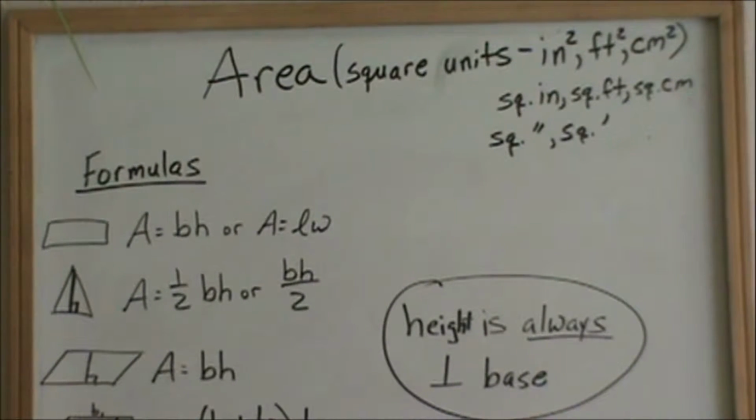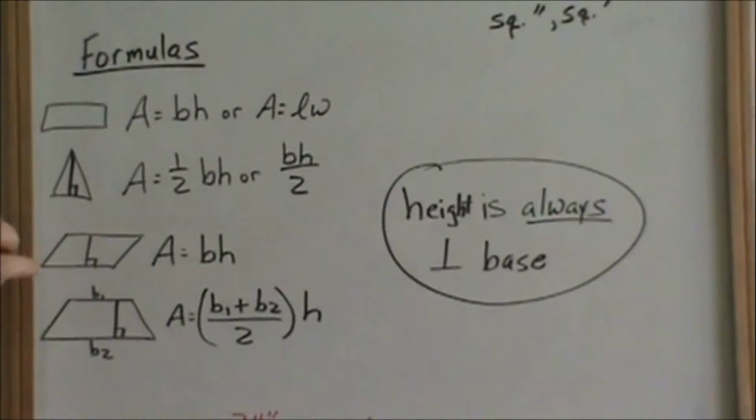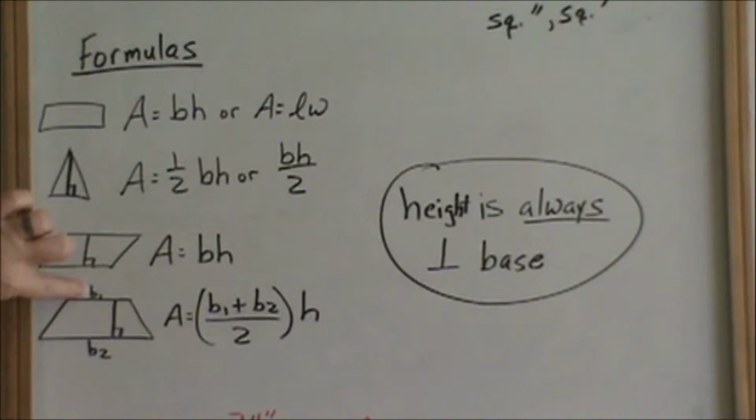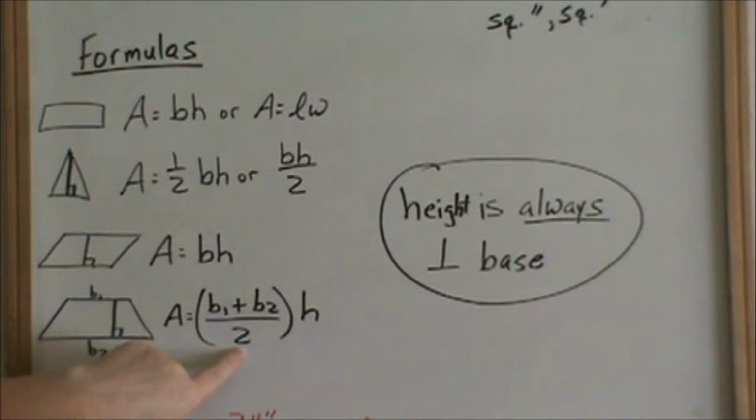The area of a trapezoid. On a trapezoid, it's like you have two bases. You have a base up here at the top and then a base down here. This is a B sub 1, subscript 1, and a B sub 2, subscript 2. The very first thing that you do is you take the average of the bases. So you take base 1 plus base 2 and divide by 2. That is the average base. That is what this is in parentheses. Then you multiply it to the height. The height is perpendicular to the base, not one of these slant sides.